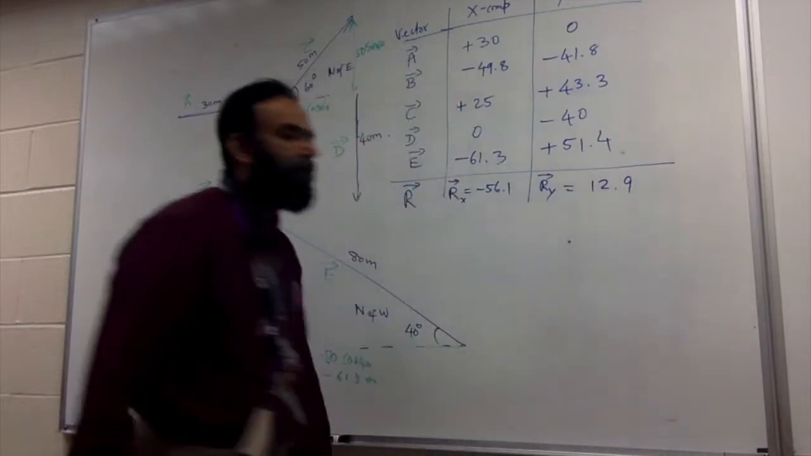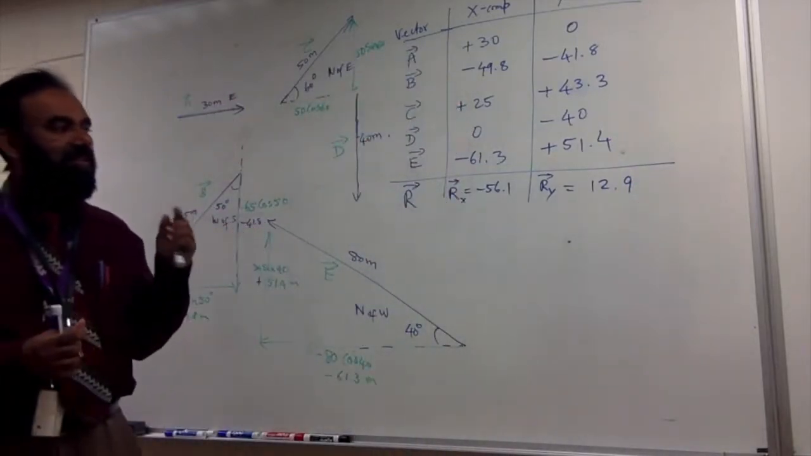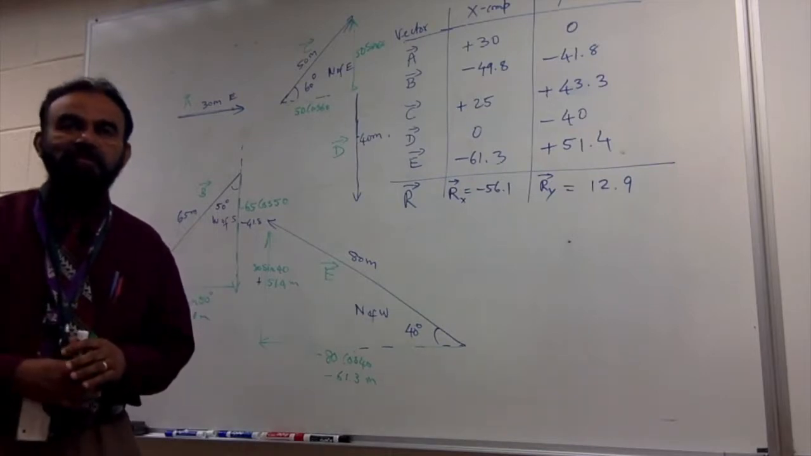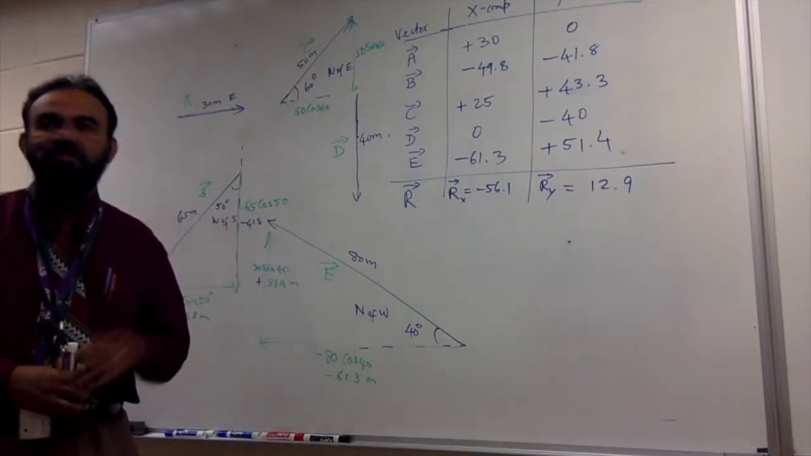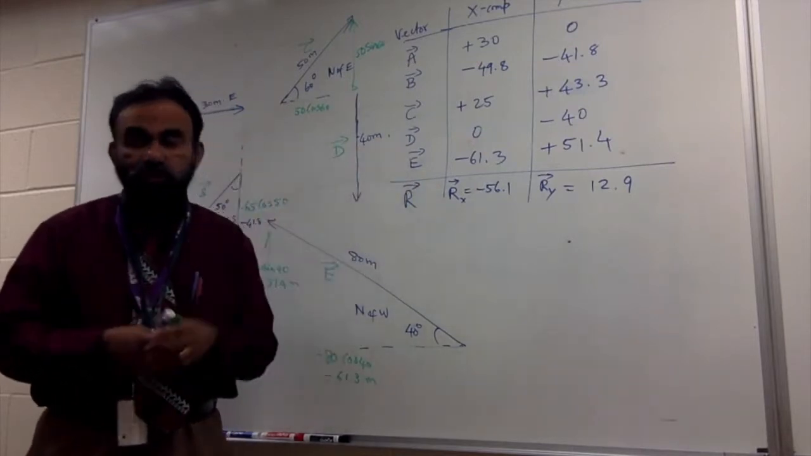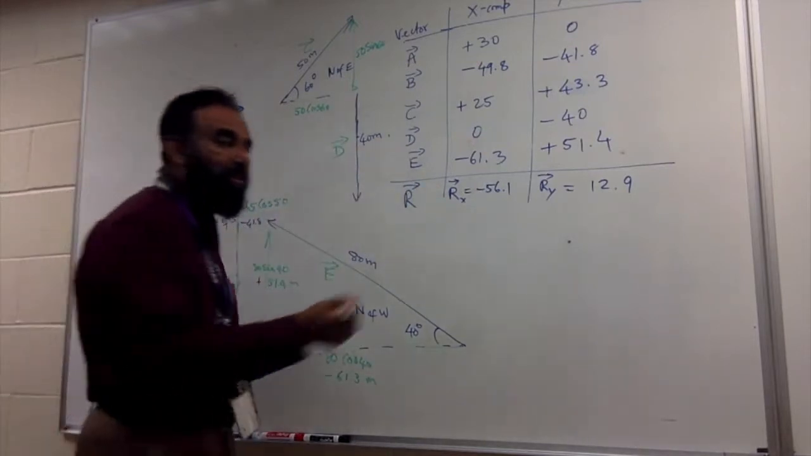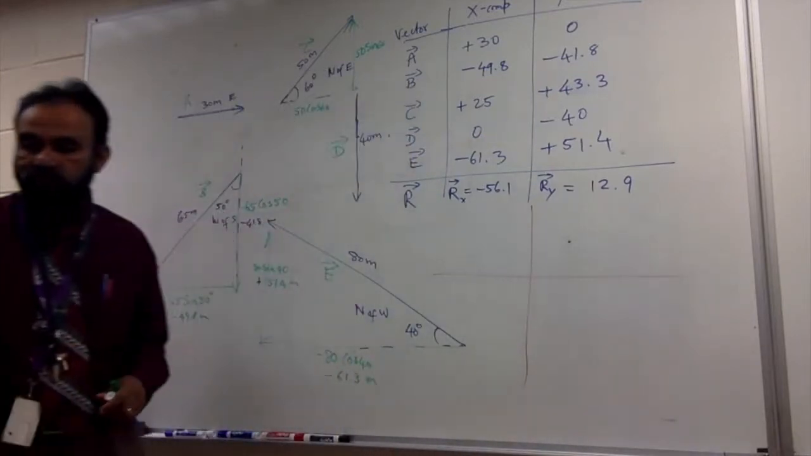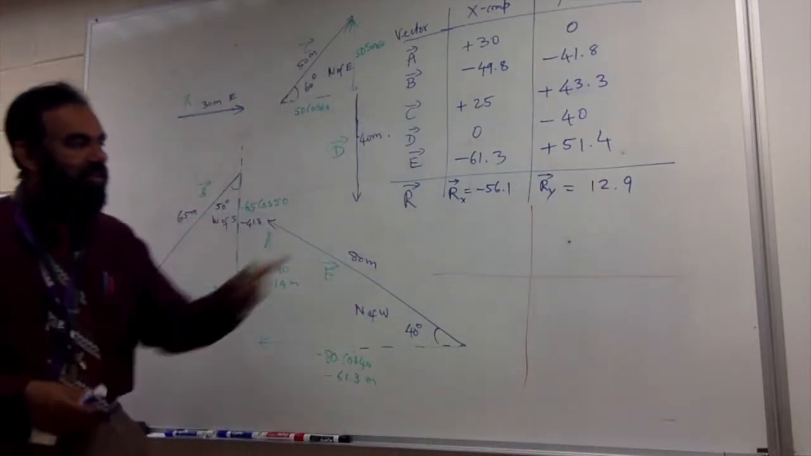12.9. Now you've got the x and y components of the so-called answer. You're so close now. You've got the x component of the answer and the y component of the answer. What you do at this point is make a new sketch, new axis, and on the new axis you're going to draw these out.